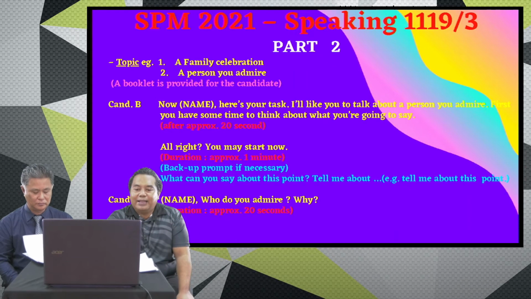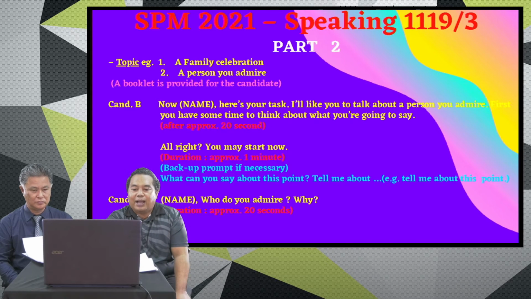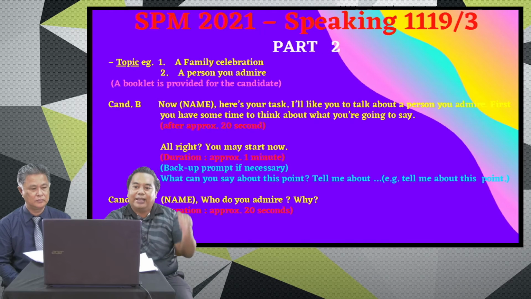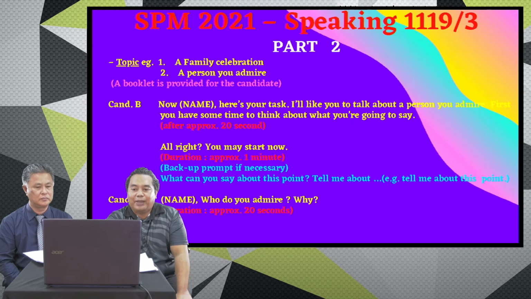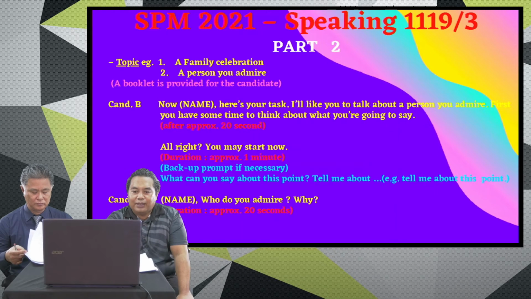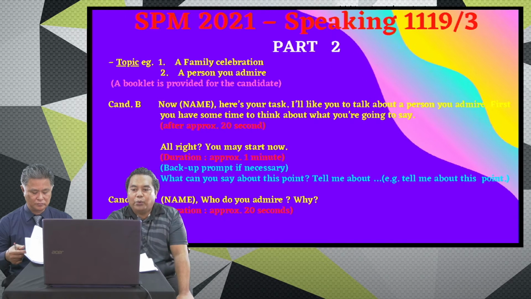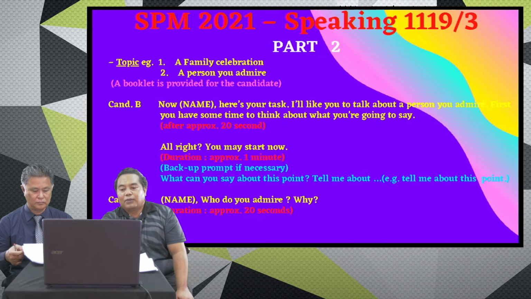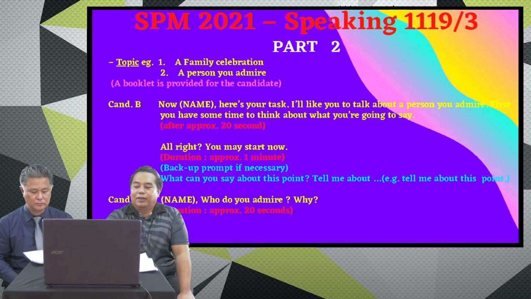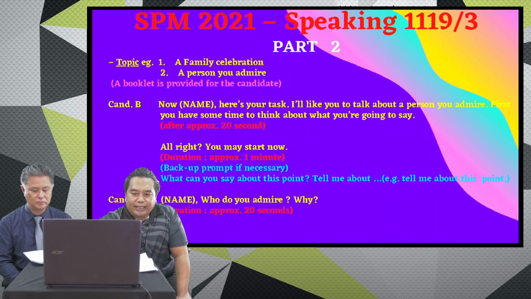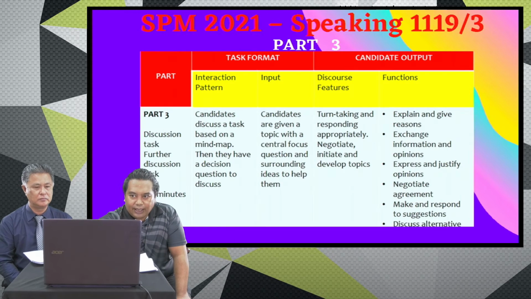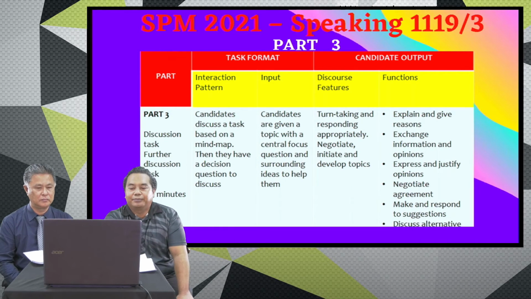Okay, and then the interlocutor will ask candidate A a question from the candidate 2 booklet, where the topic is a person you admire. For example, give the candidate A's name: who do you admire and why? Duration is approximately 20 seconds. Okay, it is the same process for candidate A and candidate B for part 2. And then we go to part 3.